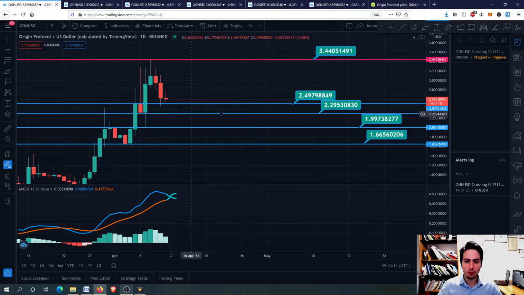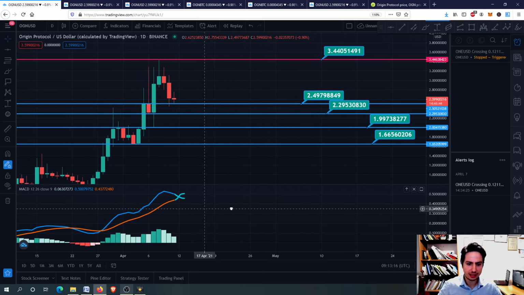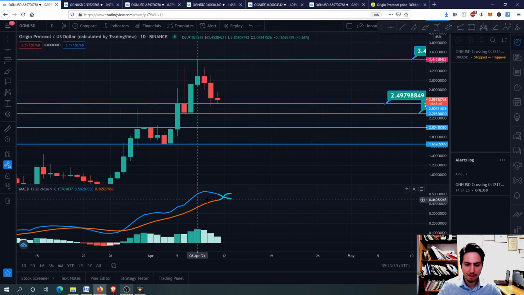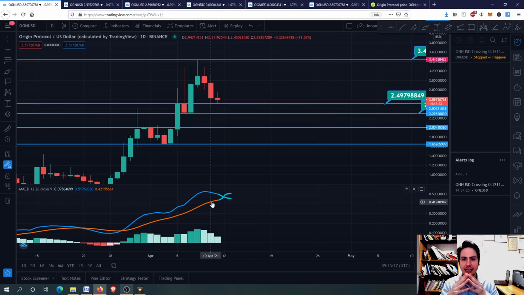So right now we need to maintain this support level. And of course, we can see here the blue line, guys. The blue line is our MACD and the orange line is our signal line. In my previous video for Raincore, I made a technical analysis explanation if you want to check it out. But right now, let's jump back.